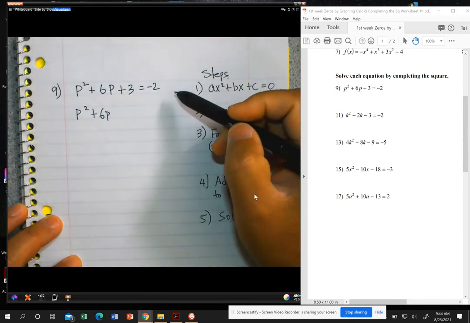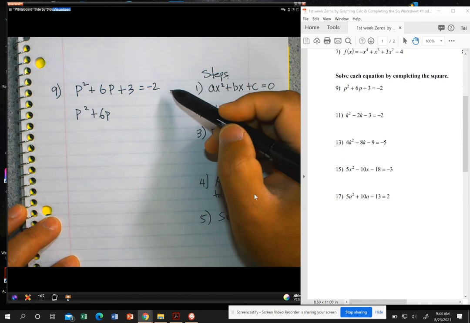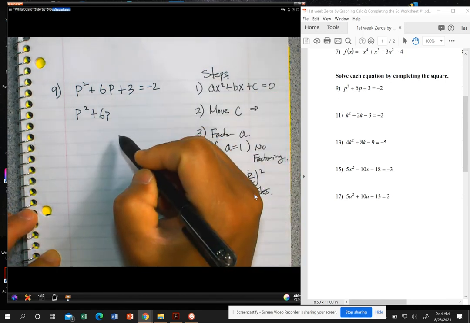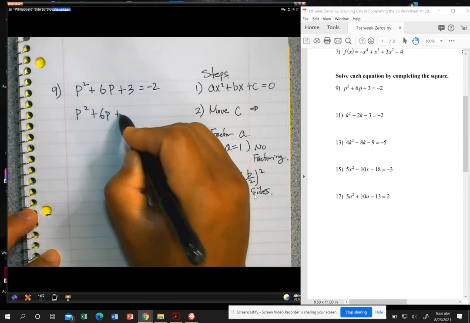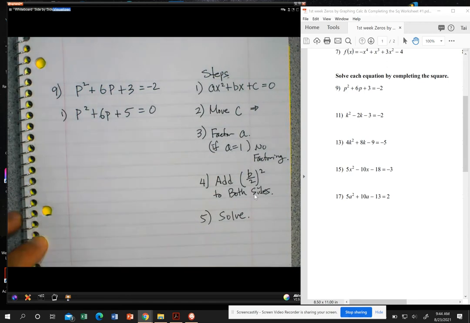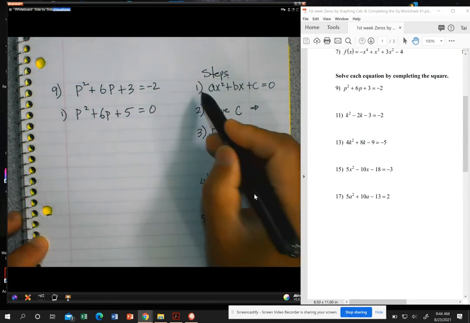How do you move -2 to the other side? Can we do some mental math? What is it if you move -2 to the other side? Plus 2, so that will be plus 5. Does that make sense? Are we all in agreement? So that will be number 1, and that will be step number 1 right here.